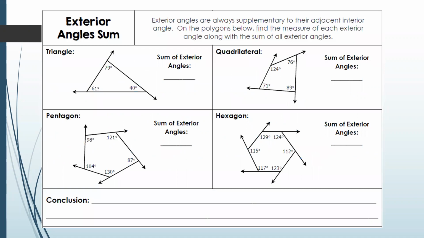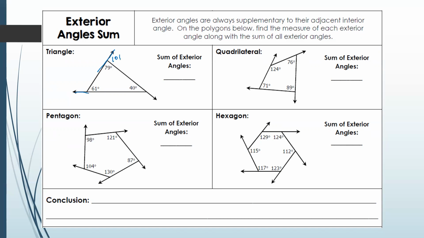Okay. Now we also have exterior angles, and exterior angles are always supplementary to their adjacent interior angle. On these polygons that you see, we're going to find the measure of each exterior angle and then the sum of the exterior angles. So in this triangle, we know that 79 and its exterior angle will have to be supplementary because they're a linear pair. So I'll take 180 and subtract 79 and get 101.